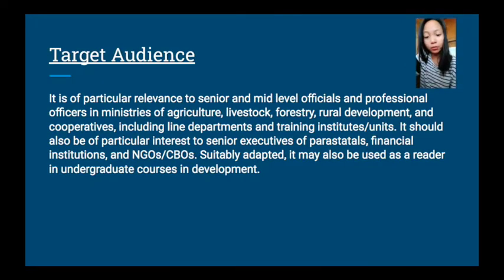For the target audience, it is of particular relevance to senior and mid-level officials and professional officers in ministries of agriculture, livestock, forestry, rural development, and cooperatives, including all line departments and training institutes or units. It should also be of particular interest to senior executives of parastatals, financial institutions, and NGOs or CBOs. Suitably adapted, it may also be used as a reader in undergraduate courses in development.